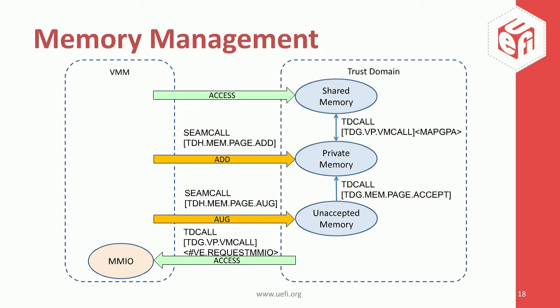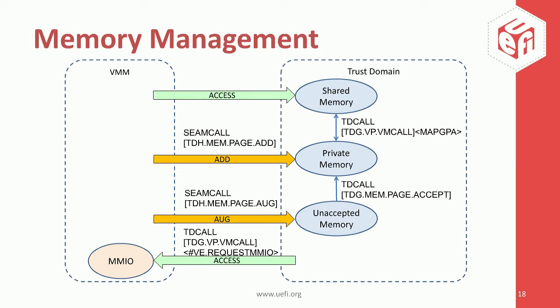The third one, unaccepted memory, is a new concept. It means a private memory is declared by the VMM, but it is not accepted by the TD yet. The unaccepted memory is added by the VMM via a SEAMCALL TDH.MEM.PAGE.ADD. Then the TD must use a TDCALL TDG.MEM.PAGE.ACCEPT to change the unaccepted memory to a private memory, then start to use it. The unaccepted memory cannot be accessed directly before it is converted to a private memory.